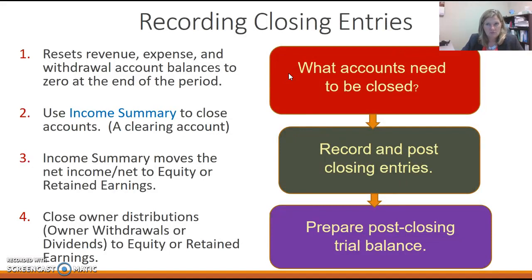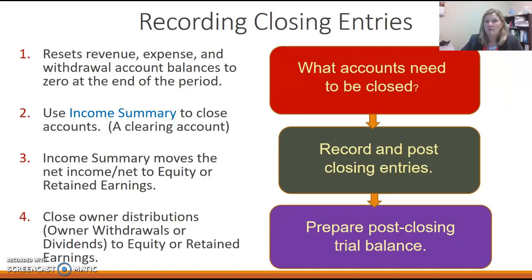Let's talk about these closing entries. That's our next piece of the accounting cycle. We need to reset the revenues, expenses, and the distributions taken by the owner to zero for the next accounting period. So at the end of our accounting period, which is normally the end of the year, we're going to reset the revenue, take it down to zero, reset the expenses, take that to zero, and take the owner's distributions to zero. We need to do that so that we can keep track of the net profit or net loss for every year that we're in business.